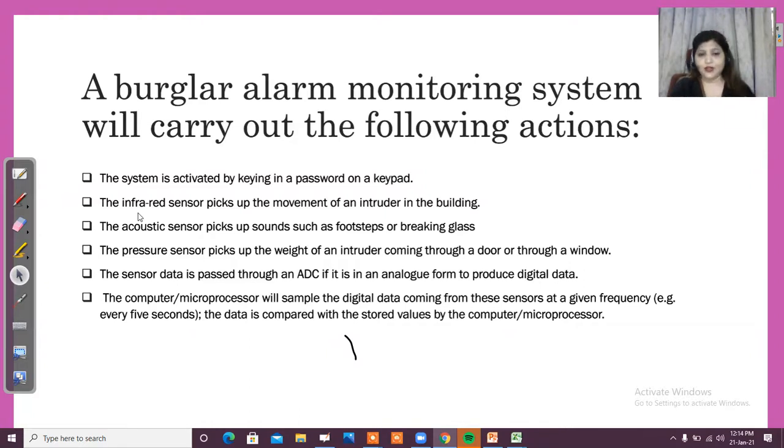And then, as I told you, it's going to be passed through the ADC and converted into digital data. And the computer or the microprocessor will sample the digital data coming from these sensors at a given frequency. The data is compared with the stored values of the computer or microprocessor and informed accordingly. Okay, this is the concept that I have given you a minute ago.